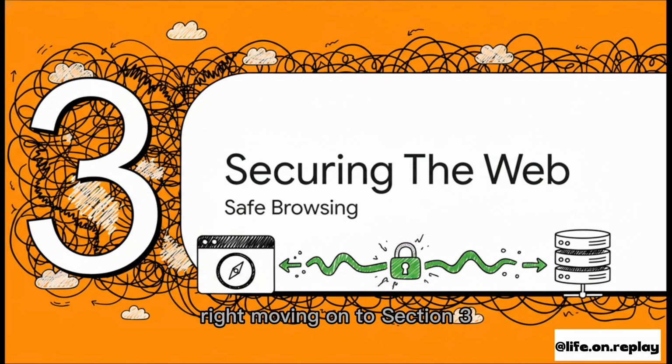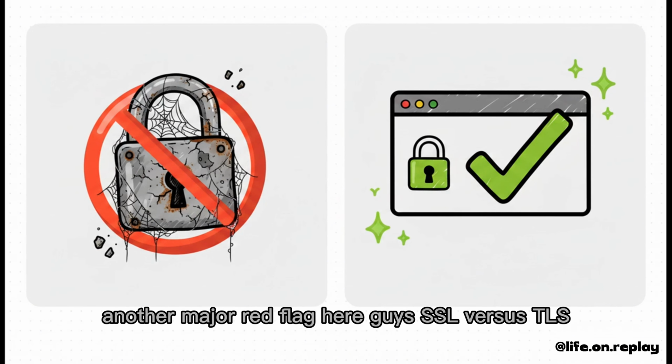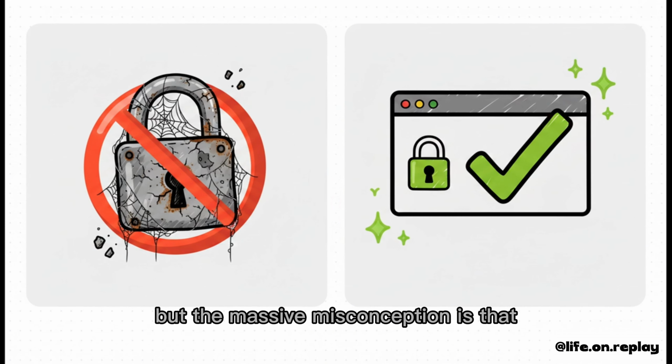Right, moving on to Section 3, securing the web, safe browsing. This is all about how browsers and servers establish trust over the wild, chaotic internet. Another major red flag here, guys: SSL versus TLS. You hear people say SSL all the time, even today, but the massive misconception is that SSL is still the modern go-to standard.